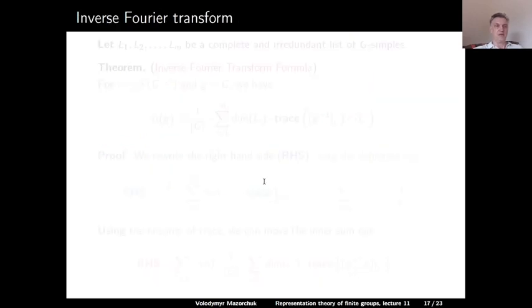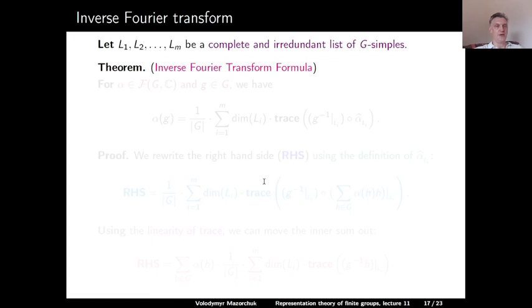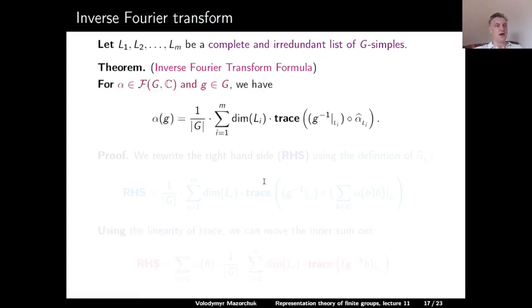Okay, so how can one describe the inverse Fourier transform? Let L1, L2, and so on, Lm, be a complete and irredundant list of simple G modules. Theorem: the inverse Fourier transform formula. For alpha, a function on G with complex values, and an element g in G, the value of alpha at g can be computed by the following formula.